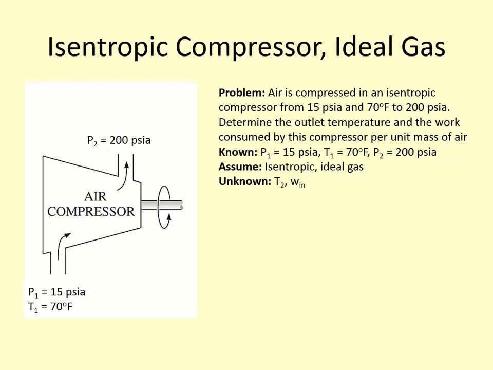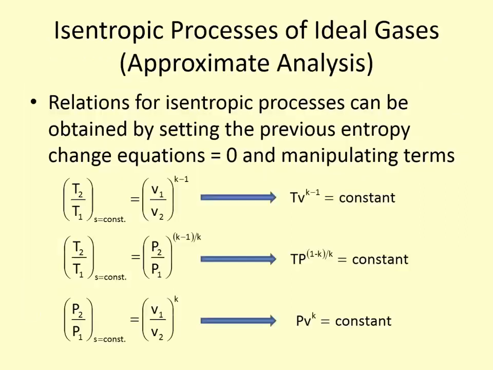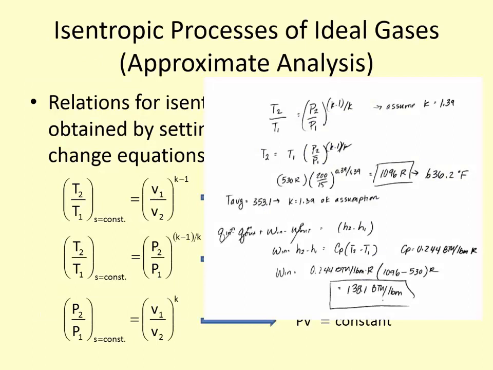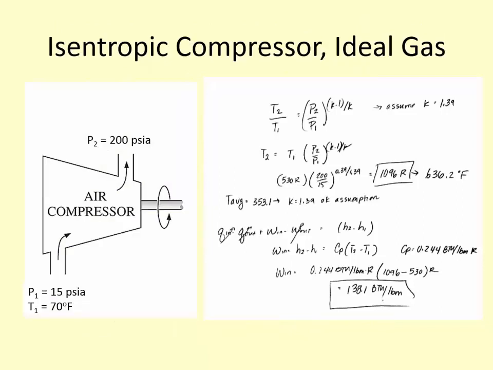So we know the initial and final pressure, but we need to determine the outlet temperature. So what's one way that we can do that using what we just learned on the previous slide? Were there any relationships that relate temperature and pressure? The middle one. Okay, so T2 over T1 is equal to P2 over P1 to the K minus 1 over K. And what's K? Yeah, it's the specific heat ratio. So K minus 1 over K.